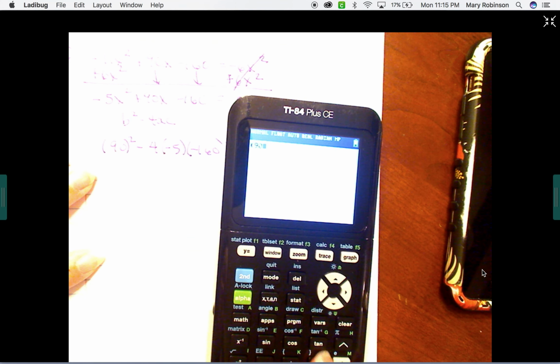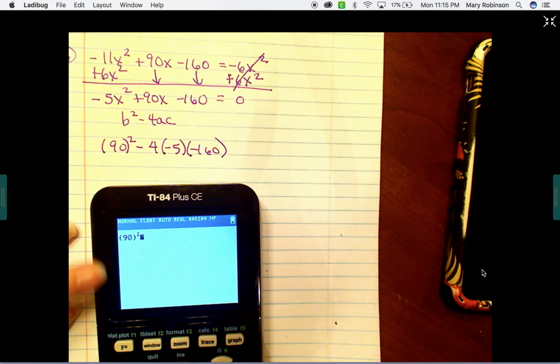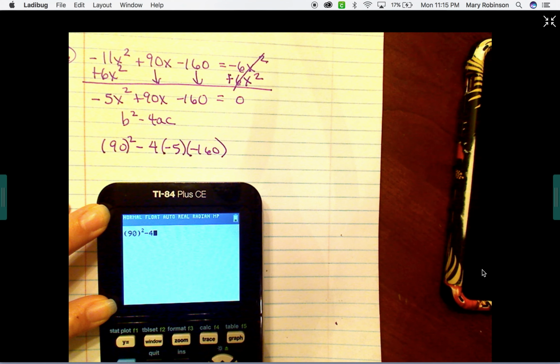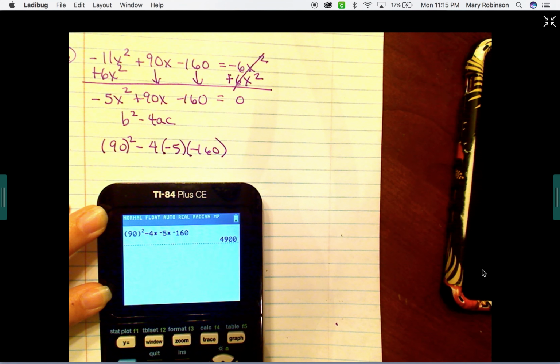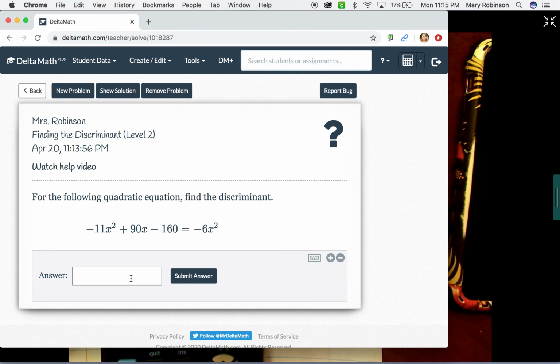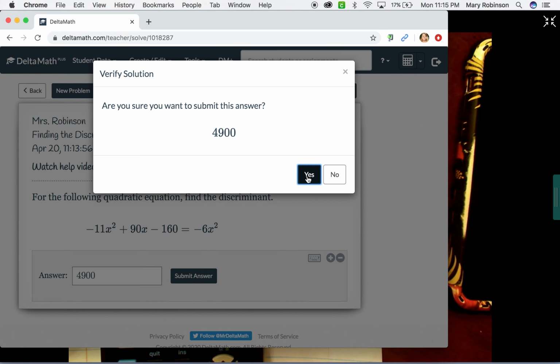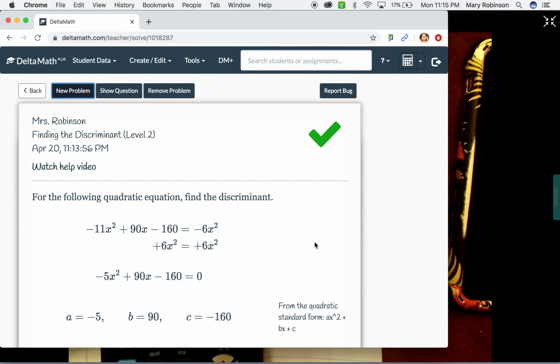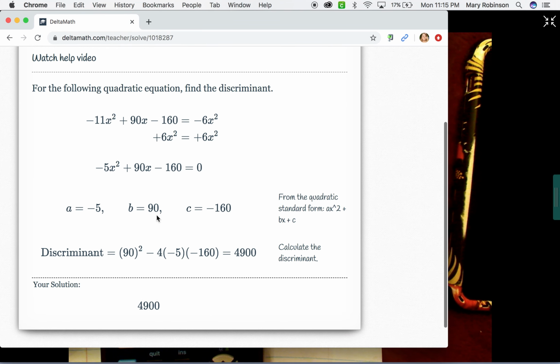In parentheses, though, be cautious of that. Put your b squared in parentheses there. So 90 squared minus 4 times negative 5 times negative 160 is 4,900. So I'm just going to go back in here to Delta Math and type in 4900, hit submit answer, and I am good to go. But again, they're working all this out for you here on the screen as well.